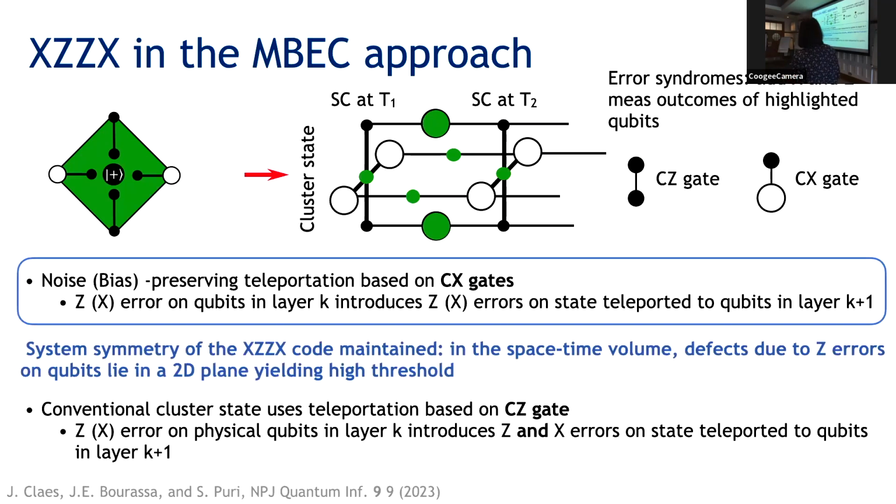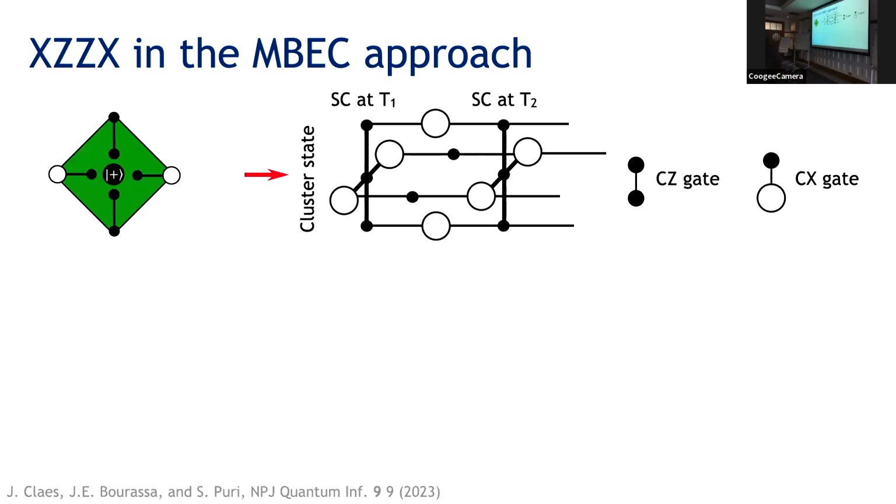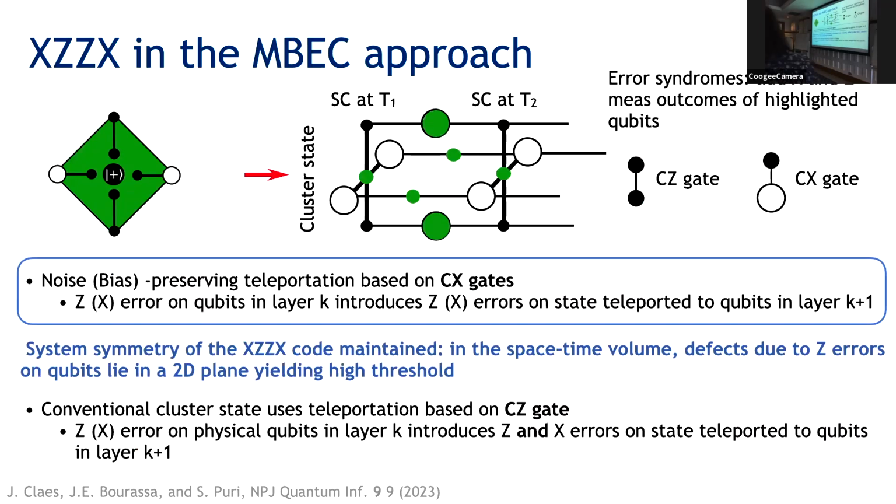Now, the important point is that by using this bias-preserving teleportation technique, I'm actually able to properly implement the XZX surface code. I'm able to preserve the symmetries of the XZX surface code in the corresponding XZX cluster state, which means that if I have Z errors anywhere in my system, I will get, again, a 2D decoding graph, which is what happens in the regular XZX surface code.